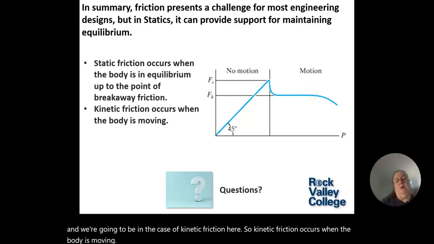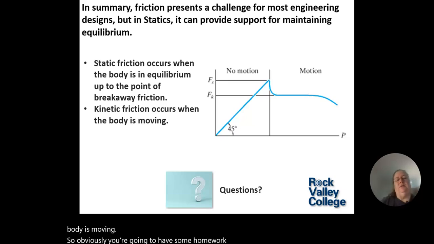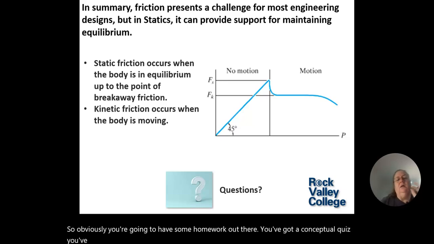So obviously you're going to have some homework out there. You've got a conceptual quiz. You've got some problems to practice with here. How do we represent this idea of static friction to provide support for systems in equilibrium? So I hope this video helps.